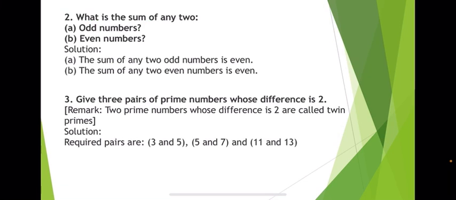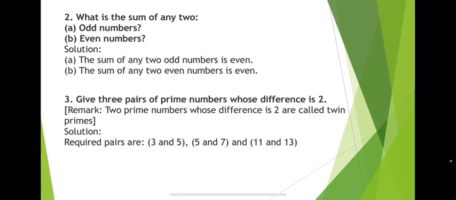Moving to question number 3. Give 3 pairs of prime numbers whose difference is 2. Remark: two prime numbers whose difference is 2 are called twin primes. That means if two numbers are prime and the difference between them is 2, then these two numbers are called twin prime numbers.